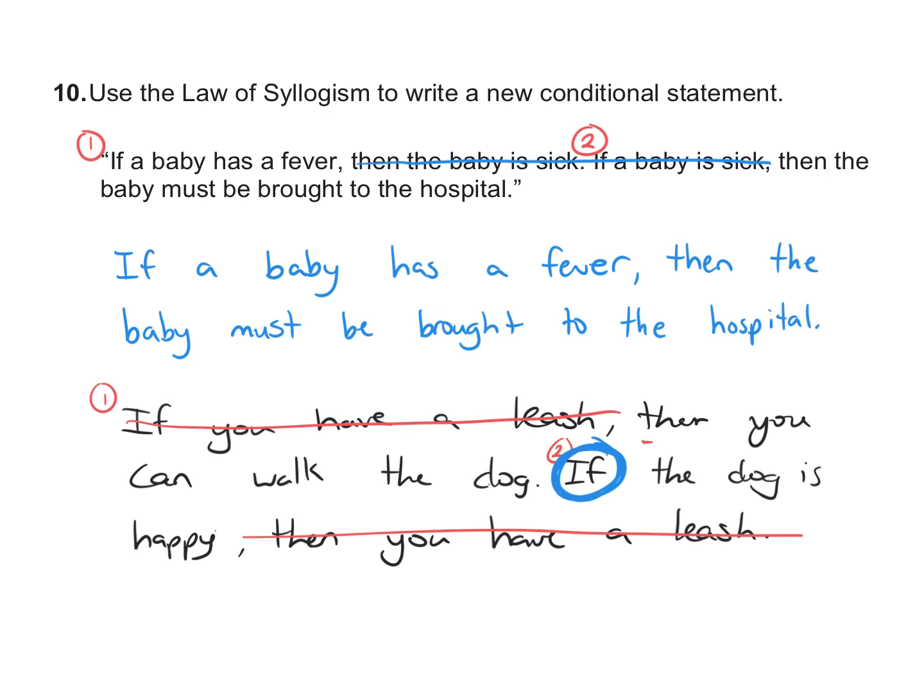Okay? Remember, what is the only one out of the five that has to make sense when you rewrite it? The biconditional. That's the only one that has to make sense. Okay?